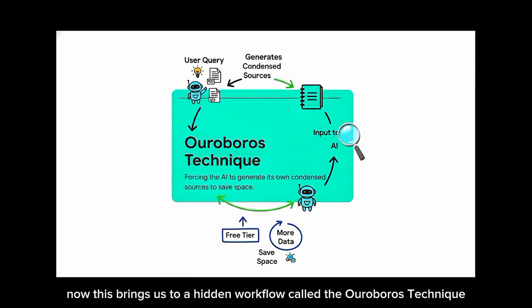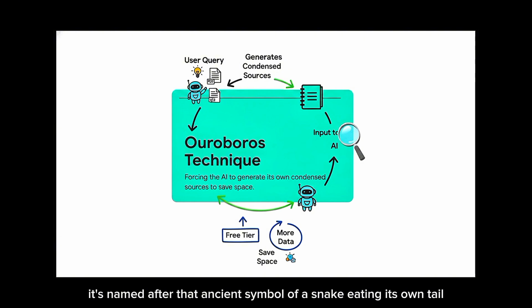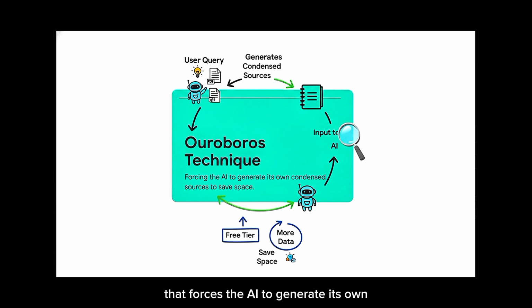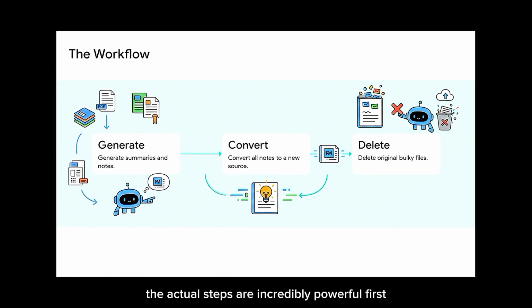Now, this brings us to a hidden workflow called the Ouroboros Technique. It's named after that ancient symbol of a snake eating its own tail. It's essentially a continuous loop that forces the AI to generate its own condensed sources, which allows you to fit significantly more data into the free tier. The actual steps are incredibly powerful. First, you just ask the AI to generate summaries and notes from your original documents. Second, you convert all of those notes into a brand new, highly condensed primary source. And then finally, you delete the bulky original files entirely to free up your slots.